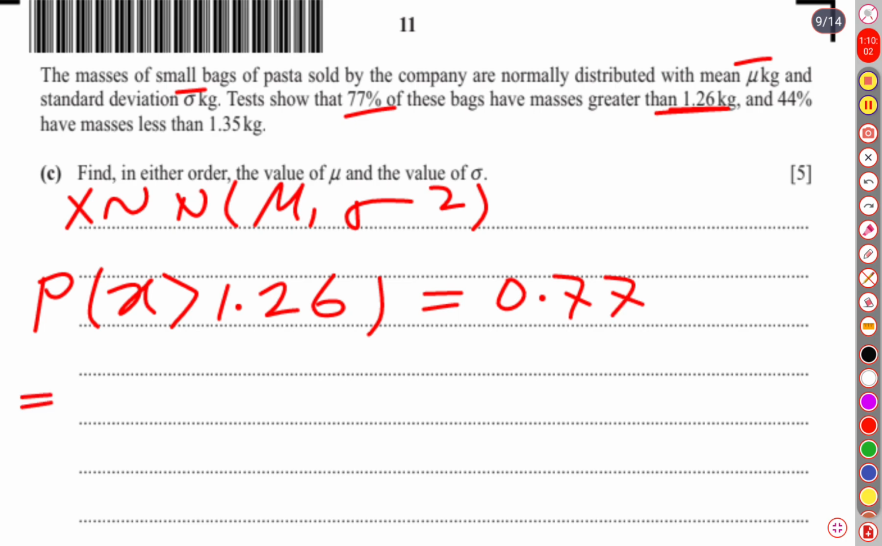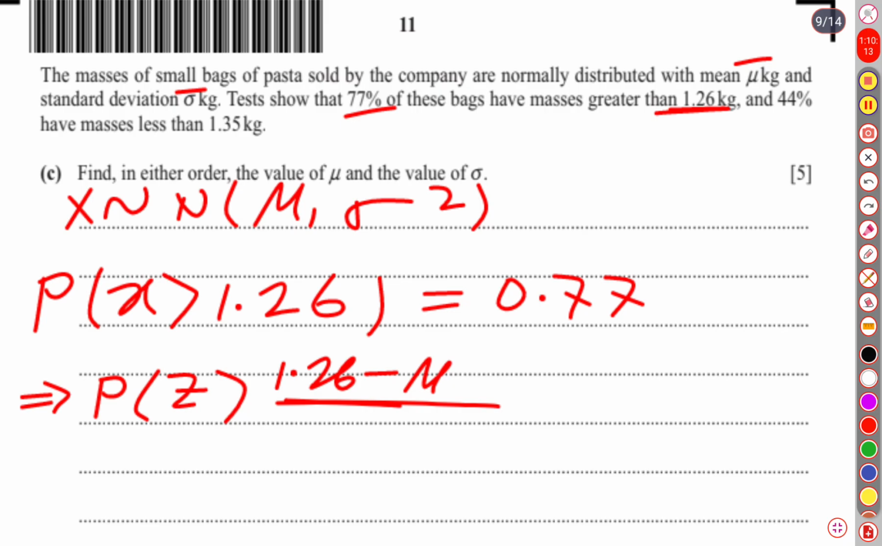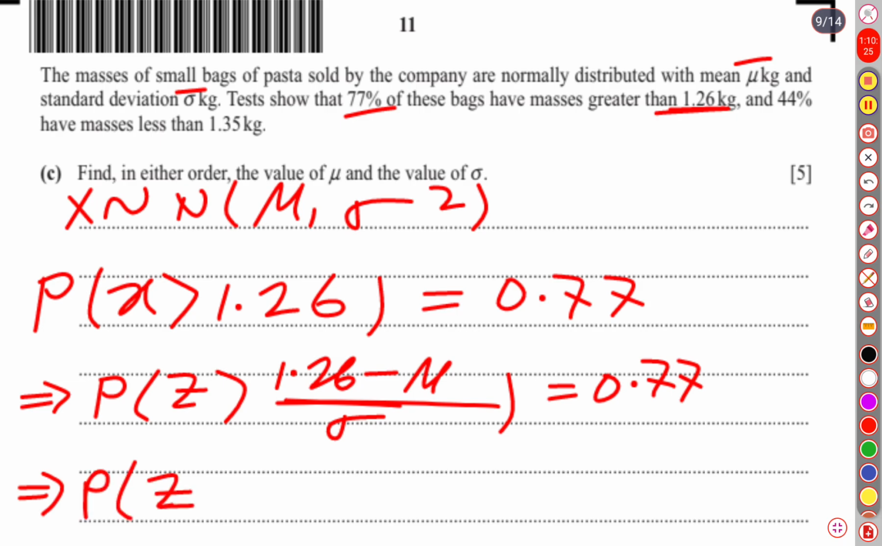If we standardize this score, it is going to be z is greater than (1.26 minus mu) over the standard deviation, which is sigma, equal to 0.77. Now we will have to determine the symbol of z, whether this is positive or negative.